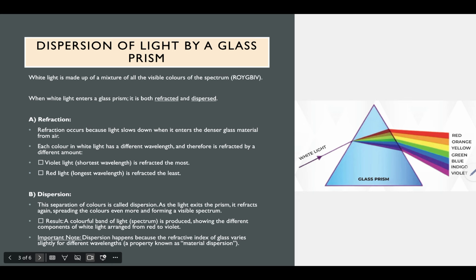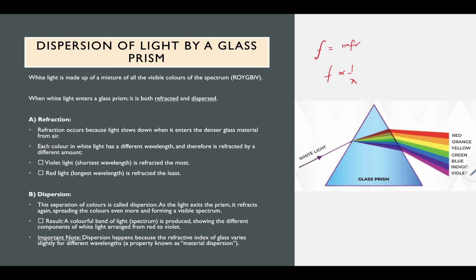Each color in the white light has a different wavelength and therefore is refracted by a different amount. Violet has the shortest wavelength and the highest frequency. So always remember that frequency and refraction go together: the more the frequency, the more the refraction. And of course, you know that frequency and wavelength are inversely proportional, so the higher the frequency, the less the wavelength.